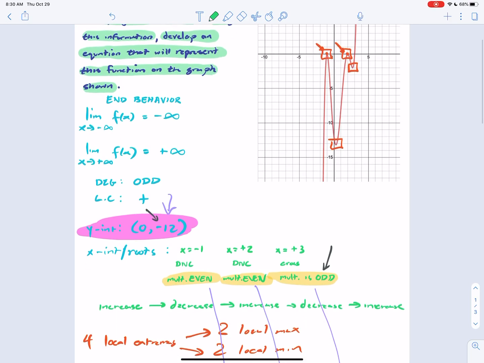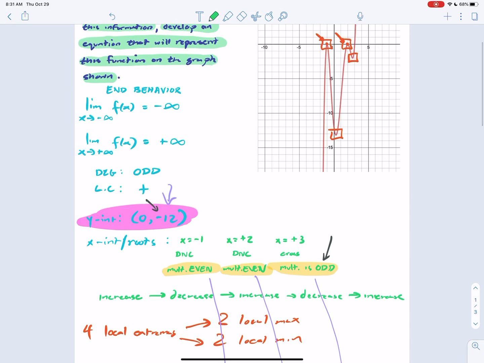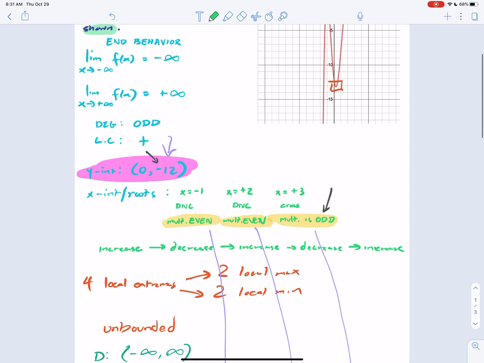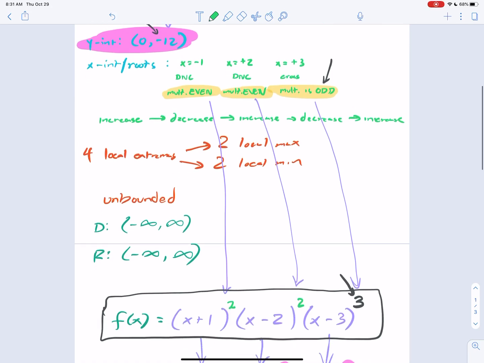The y-intercepts, the roots, the multiplicities, where that graph is going in terms of direction, increase, decrease, or decrease, increase, or whatever it is. Every problem is going to be a little bit different, okay? Your local extremas, if it's bounded or unbounded, or bounded below, bounded above. The domain and the range. Remember, the range is just how high and how low the graph goes.